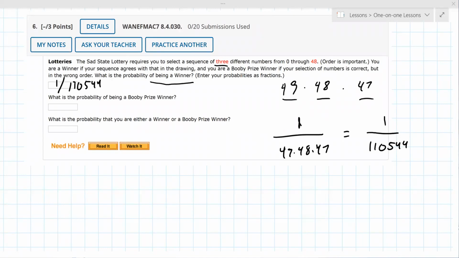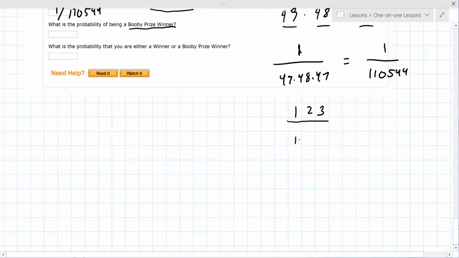Well, that's annoying. Okay. If your sequence agrees with that in the drawing, okay, wrong order. So that means you get the right numbers, but in the wrong order. Okay, so I think that's what the second one means. So let's just say the right answer is 1, 2, 3. What they're saying is, you're also correct if you had 1, 3, 2.